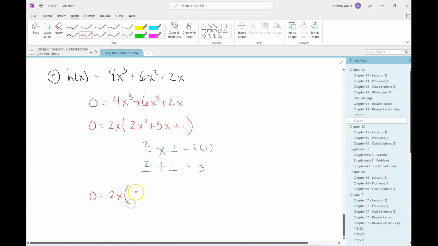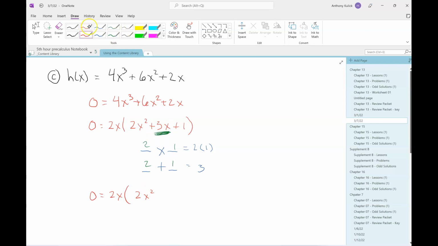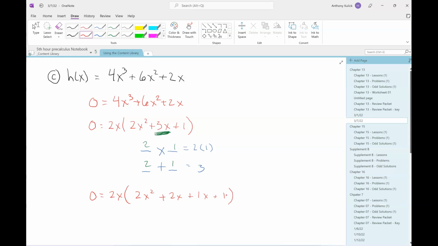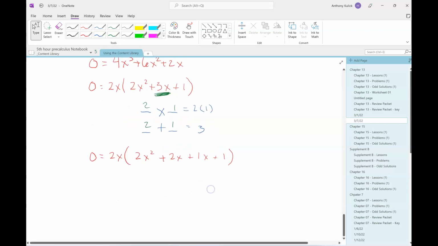It doesn't take me straight to my factored answer. Instead, what it's going to do is tell me how to break up my 3x. So I'm going to break up that 3x as a 2x plus a 1x. Doesn't matter if you did it in the reverse order, it'll still work out the same. If you did 1x plus 2x, that would be okay also.